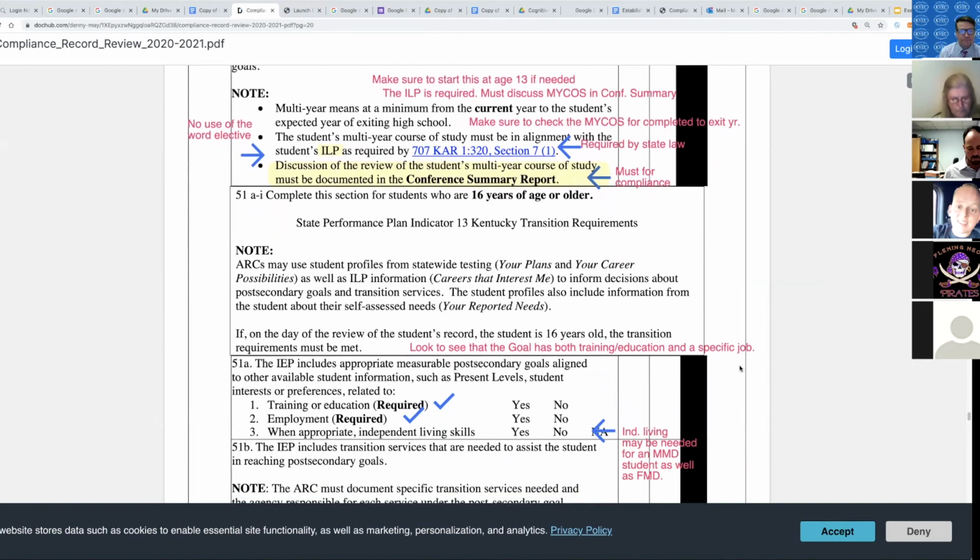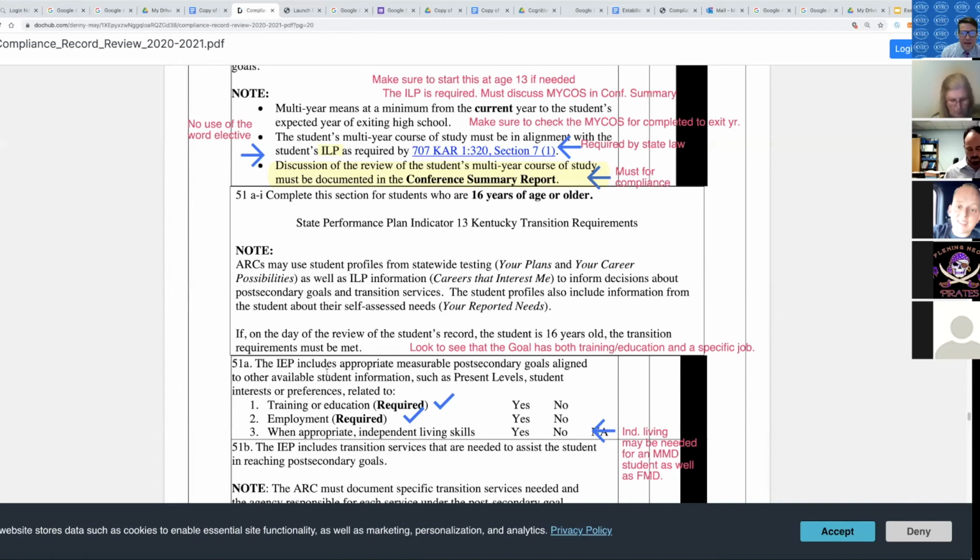This section is for students who are 16 years of age or older. ARCs may use student profiles from statewide testing. And let me say this. If you get a desk review and you have to send in documentation, they're going to ask you for an ILP. So you better make sure that you've got an ILP. Now there's a great page that Damien Sweeney did on KDE's website around the ILP and requirements for the ILP and requirements for transition.